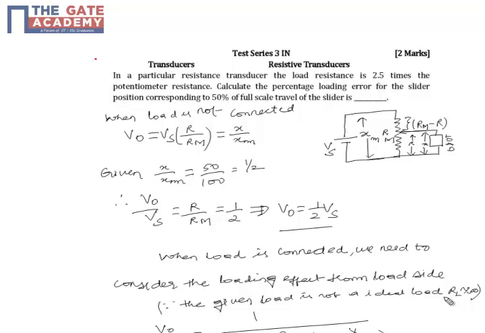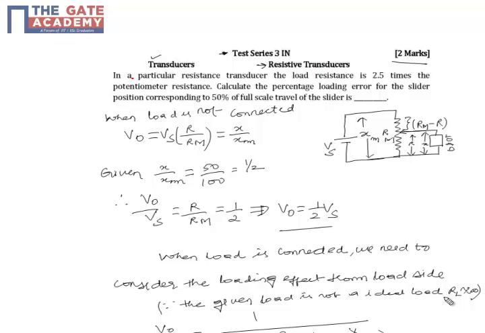So the next question that is asked from the subject transducers in the series 3 for IN branch is from the subtopic resistive transducers. It is for 2 marks. So this is also one of the frequent topics which is asked in GATE papers. So let's go through the question.